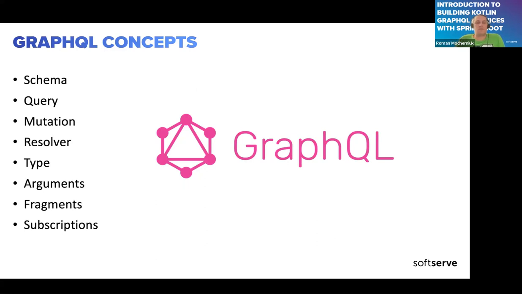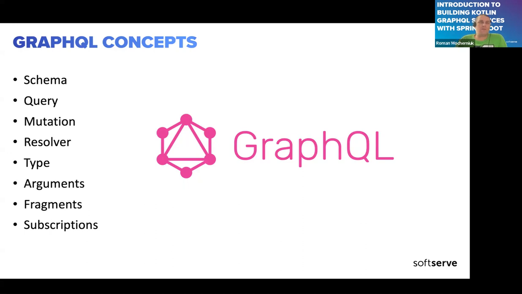Also, we have mutation. Mutation is a specific type of query to modify data. Query we use to retrieve data from the server. Mutation we use to modify data on the server. Resolver is like a backend function to return data for some specific query or type parameter.